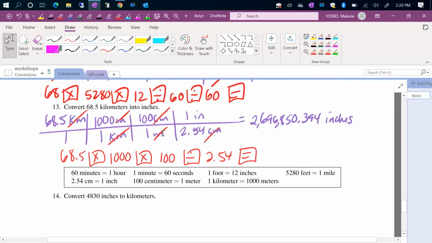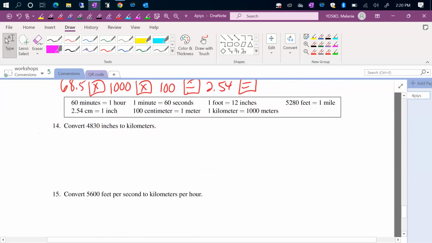So look at number 14. Convert 4830 inches to kilometers. What do you expect to see here? A smaller number, right? Okay, so tell me how to start. 4830 over 1 inches. Don't forget units. Numbers are meaningless without units. That's right. Okay? And then what?